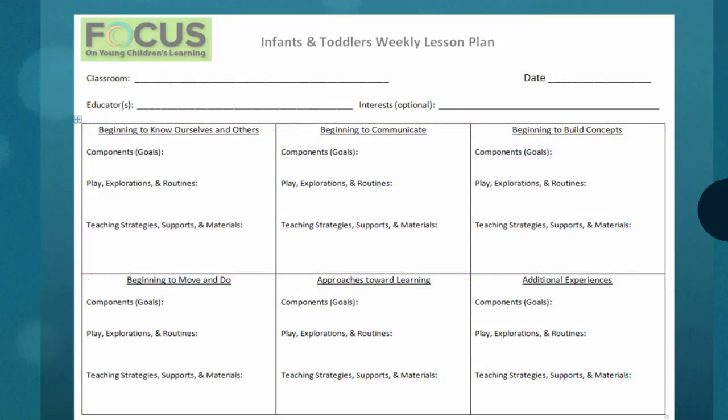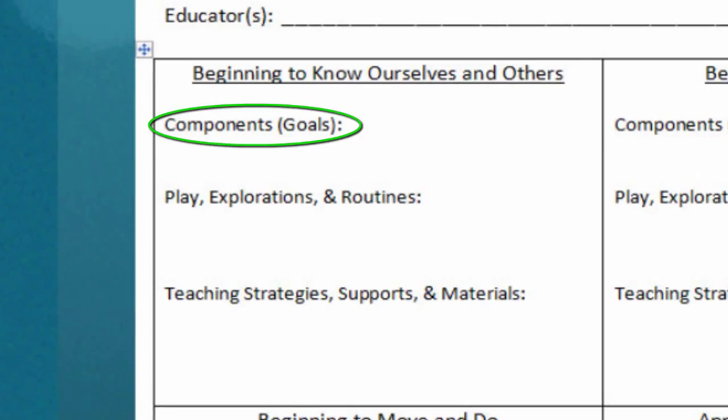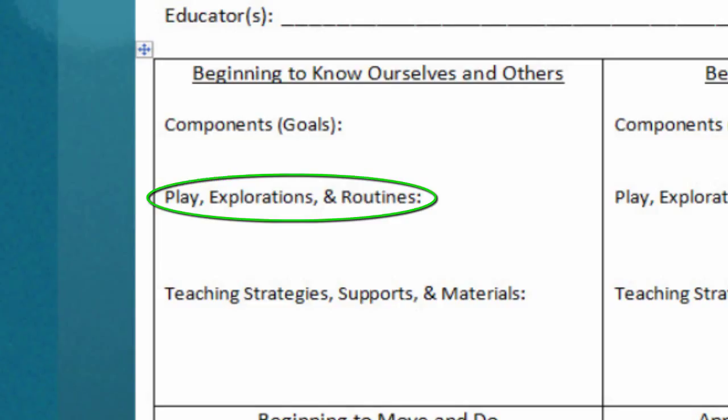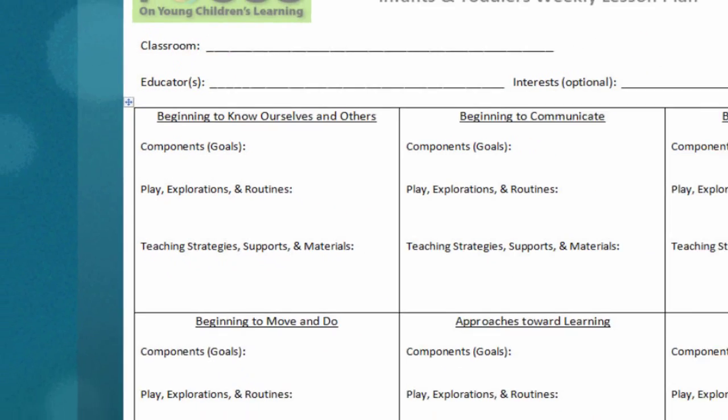You will notice that the curriculum that occurs in an infant and toddler classroom occurs during routines and play. Each box includes components or goals that you will remember are the subcategory for the domain. This helps with observations and documentation. Play, explorations, and routines is where plans for what the educator would like to focus on or ideas for special activities are listed. Teaching strategies, supports, and materials helps the educator in the classroom plan for special materials needed for an activity related to each domain and the special strategies or supports needed.